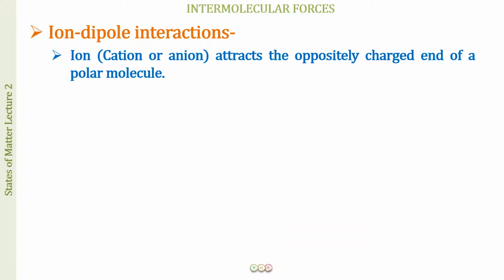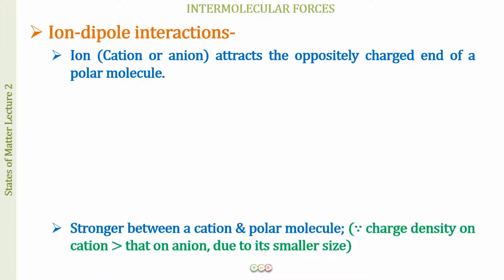So the next we have is the ion-dipole interactions, and I hope you can understand them very well yourself also. These are going to be the interactions which are going to be present between the ions and the polar molecules. So the ion, either it is a cation or an anion, will be attracting the oppositely charged end of the polar molecule.